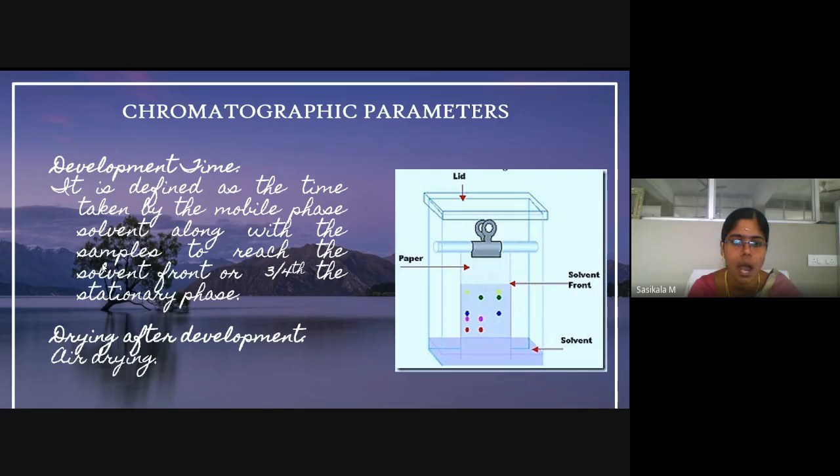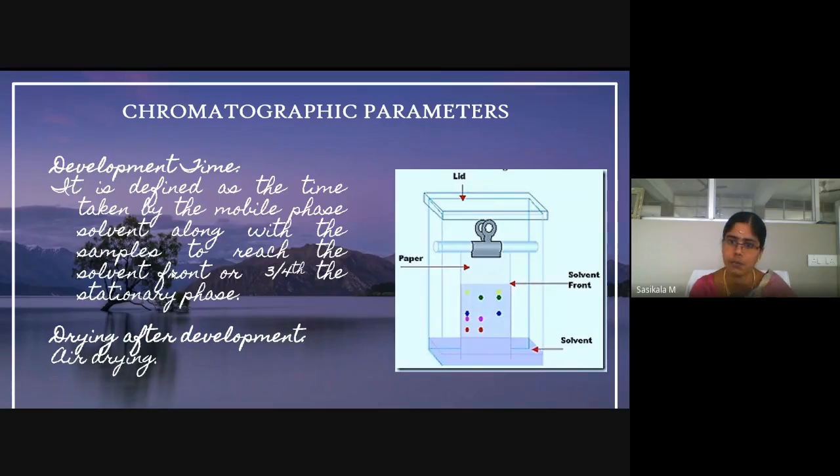We can stop at the solvent front. It is nothing but 3/4 of the distance of the stationary phase. So there you can put a marking with a pencil. Before keeping your stationary phase itself, you can mark with the pencil, leaving 3/4 distance for the separation, or else you can allow free movement of the mobile phase.